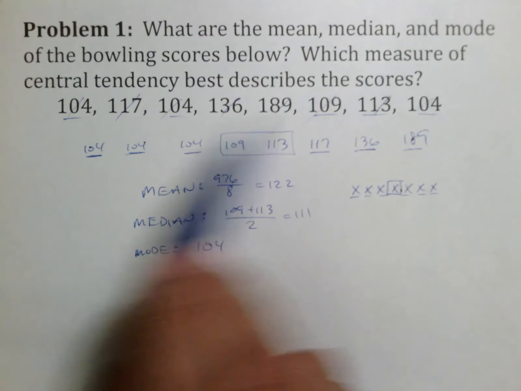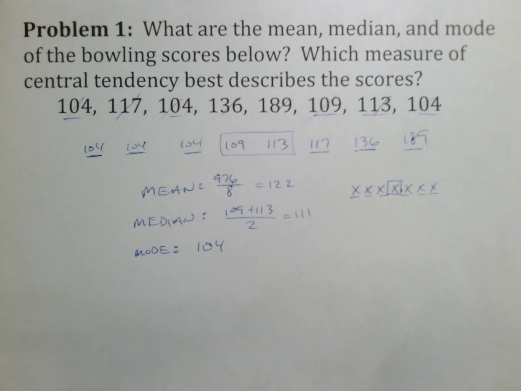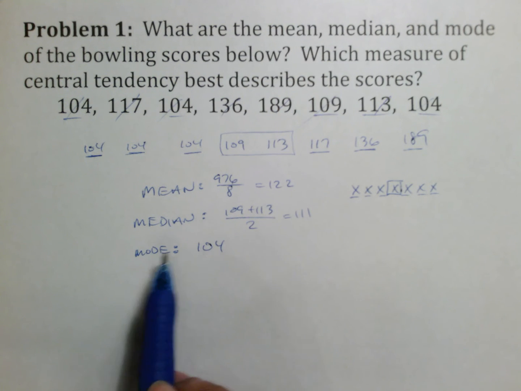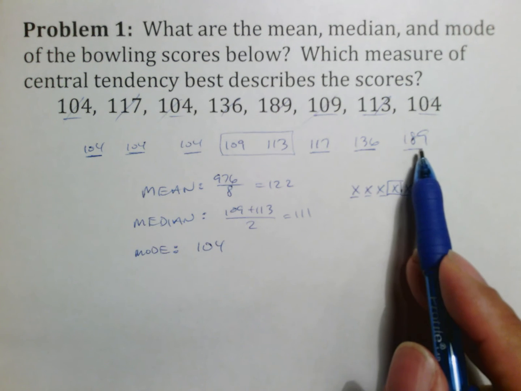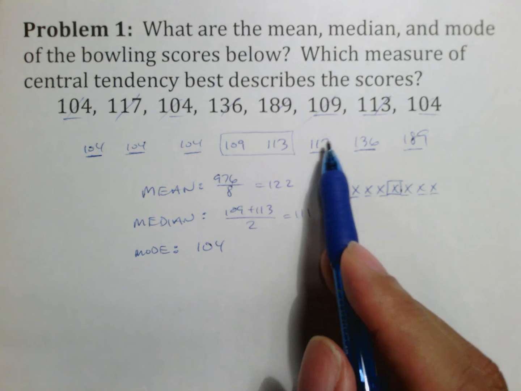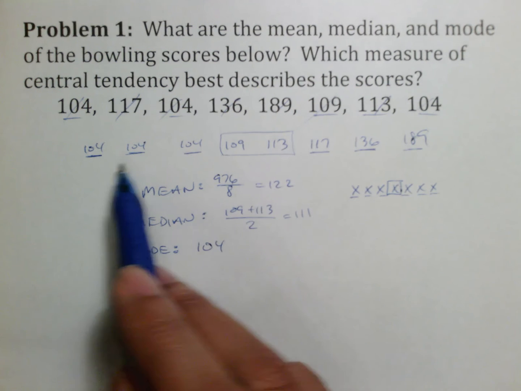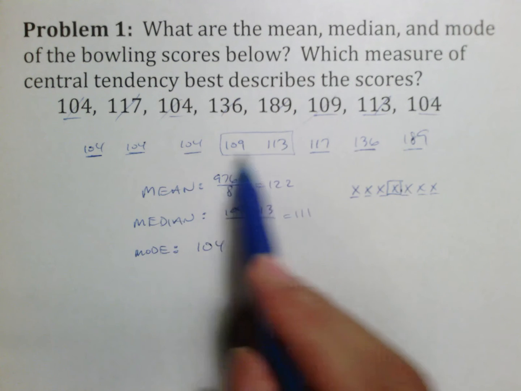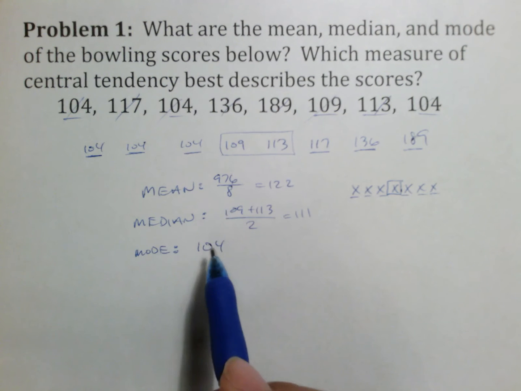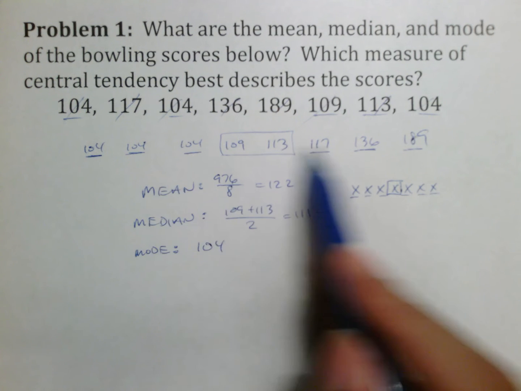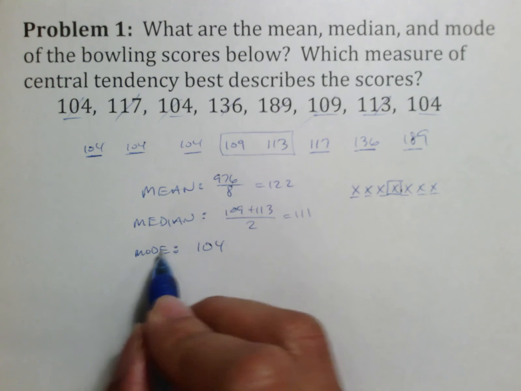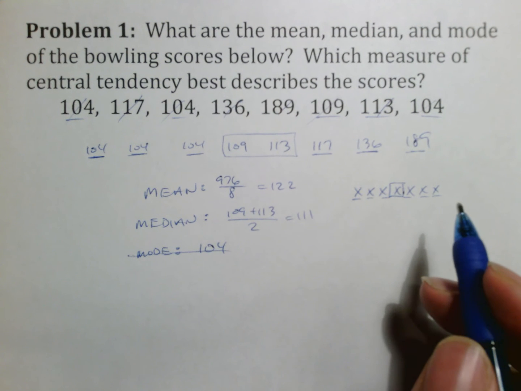Now whenever they ask you which one best describes the scores, if you look at it, for example, mode doesn't really describe the scores because 104 is the mode, but notice that they have a 189 way up here and a 136 and a 117. So I wouldn't say that this person, if it was bowling scores for example, which it is, but I wouldn't say that 104 is the best way to describe what they would score on a regular basis because it's too low, not even close to the information.